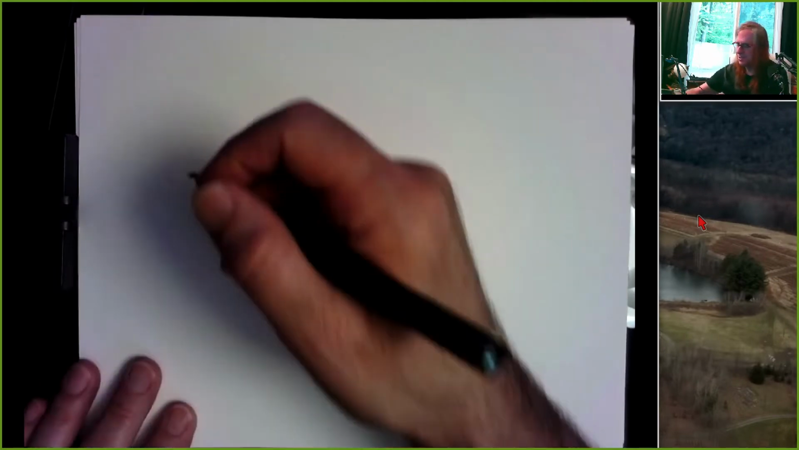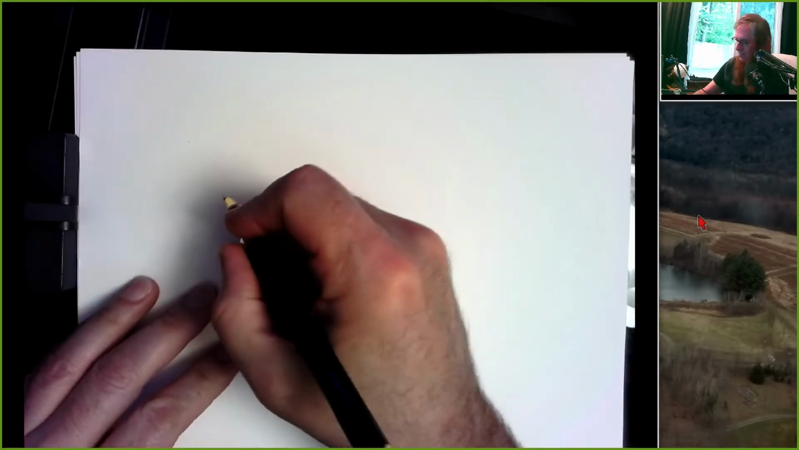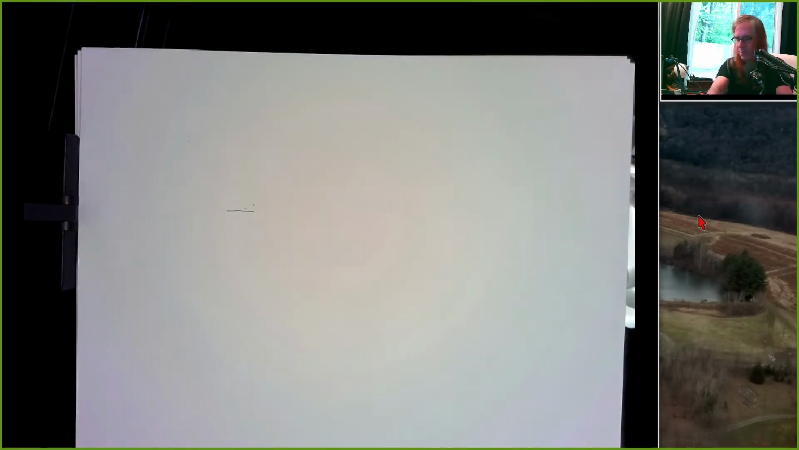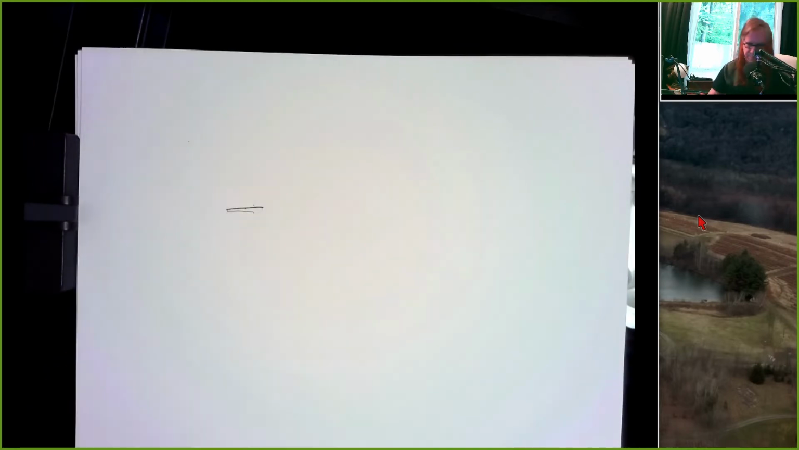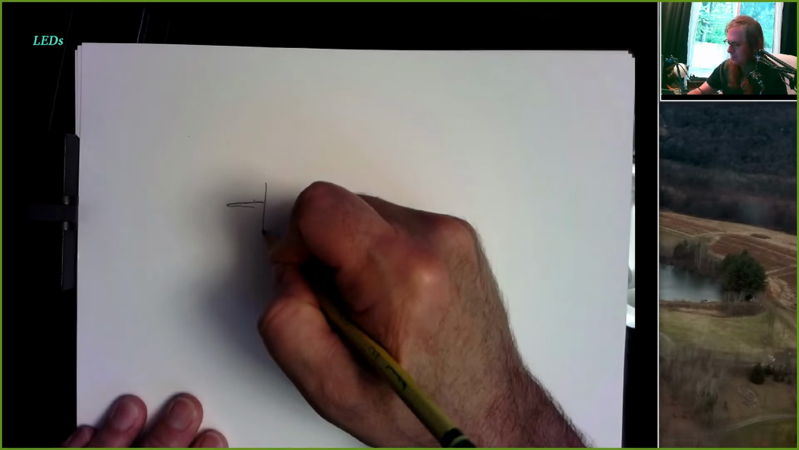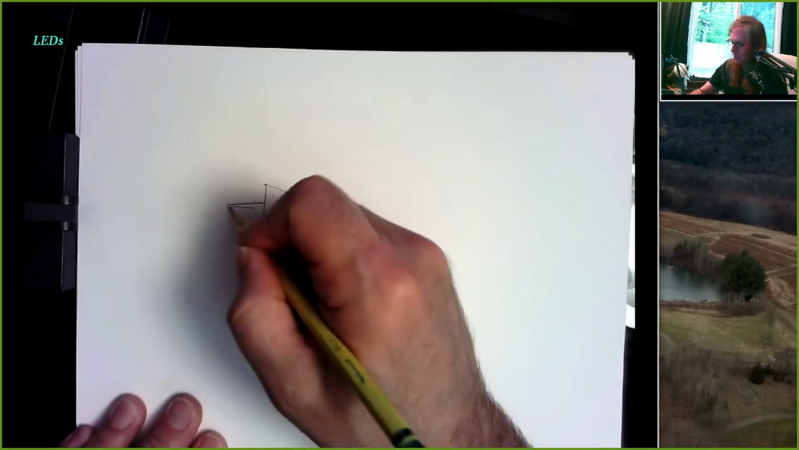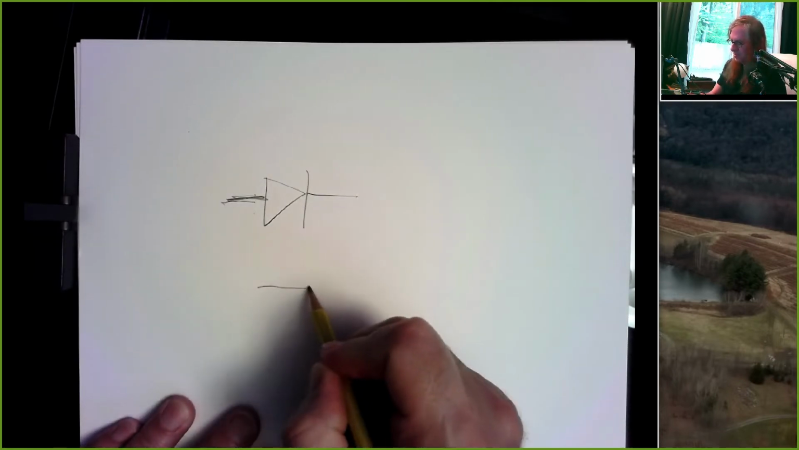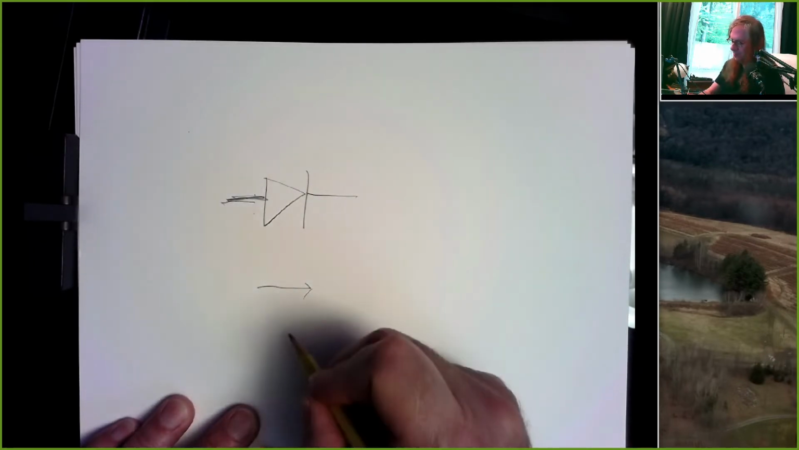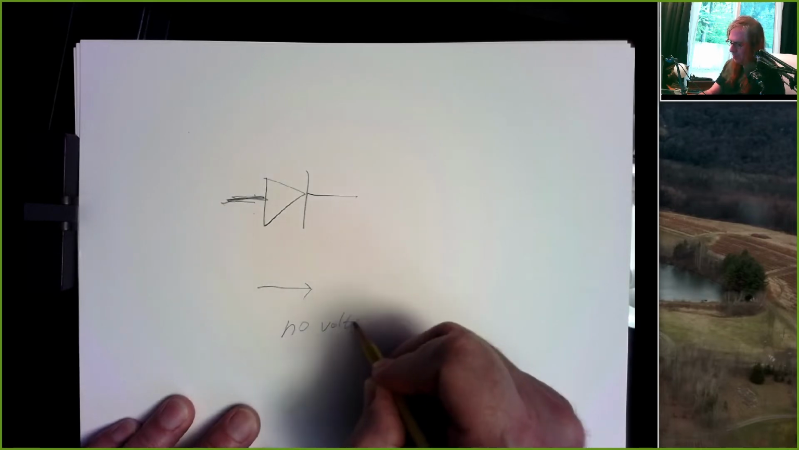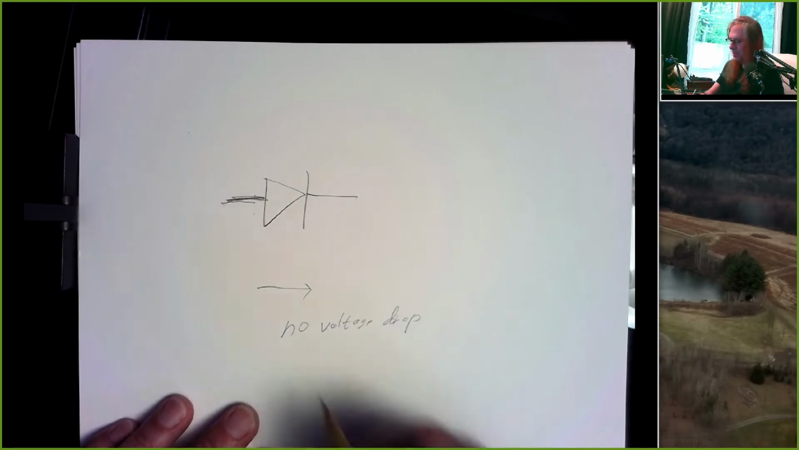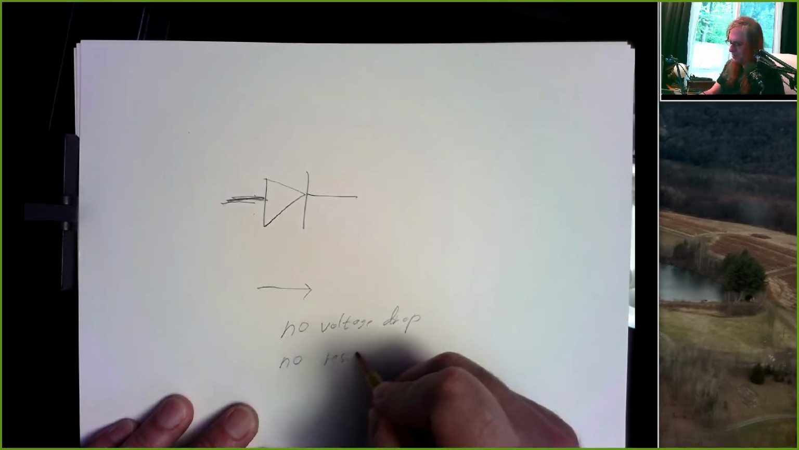When you're thinking about LEDs, they kind of work like this. Alright, so this is an LED. The current will flow in this direction. And we usually think of these as not having a voltage drop and not having resistance.